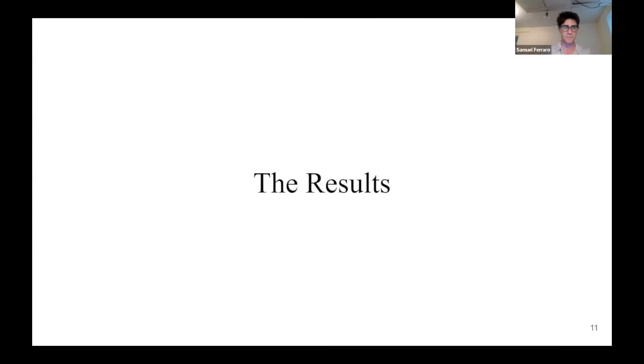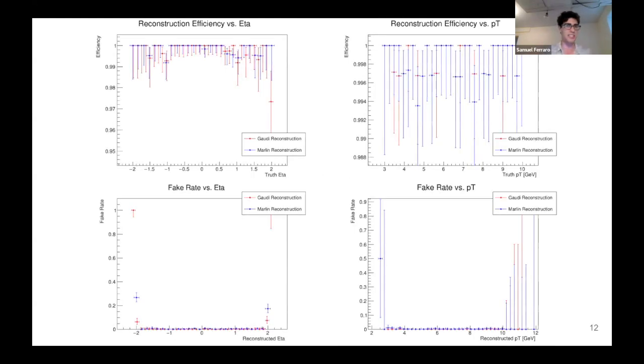So the results look pretty similar to my first project. I'm comparing two different reconstruction algorithms in terms of their efficiencies in both eta and pT and their fake rates. And as you can see, just like the first project, they perform pretty equivalently. We'd expect them to be almost exactly the same because we haven't changed the algorithm at all. We've just changed the framework they're built in. There are a few differences, which I'll get into on the next slide, but all in all, you can see the efficiency is equivalent and the fake rates are equivalent as well, which means the Gaudi reconstruction algorithms work just as well as the Marlin, which is what we were going for.